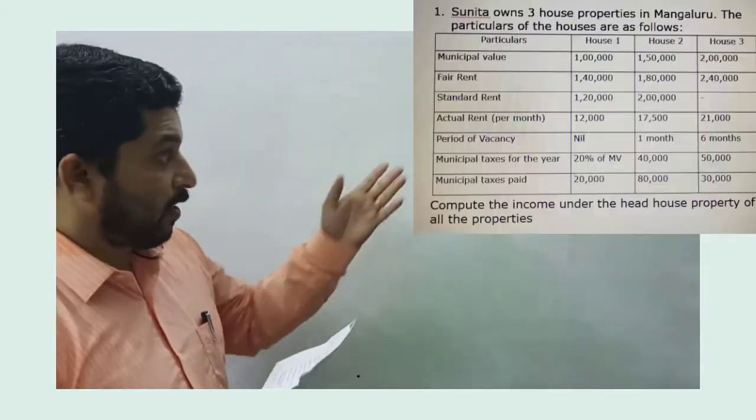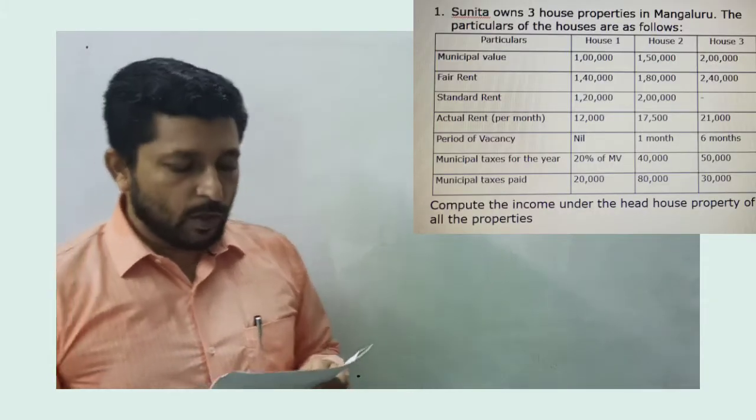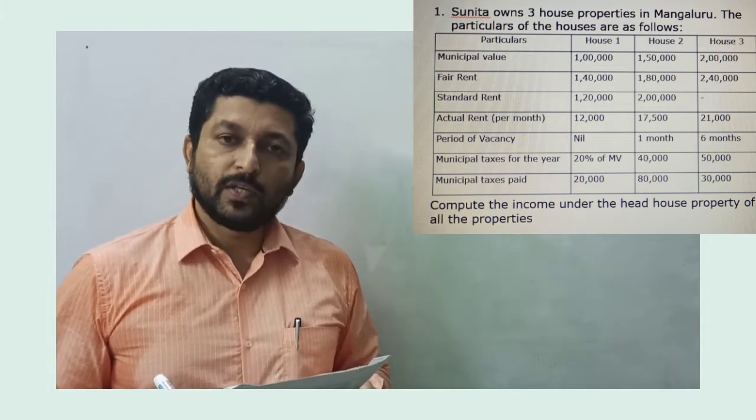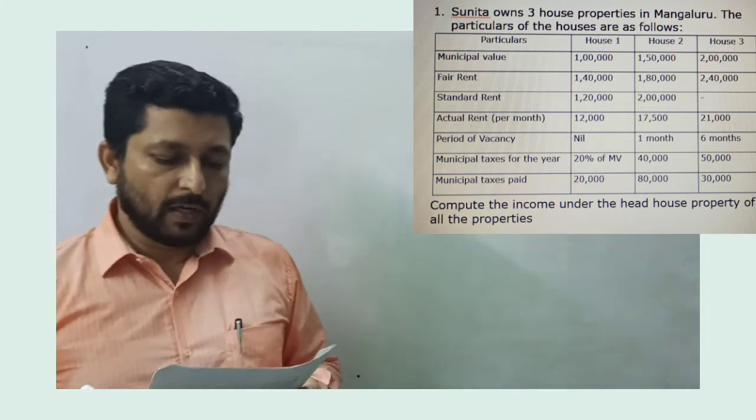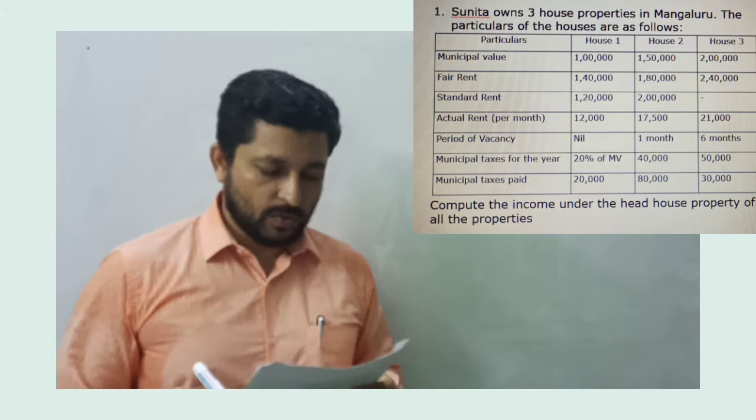So in this session we are going to solve comprehensive problems on income from house property. So let's look at problem number 1. Sunita owns 3 house properties in Mangaluru. The particulars of the houses are as follows.